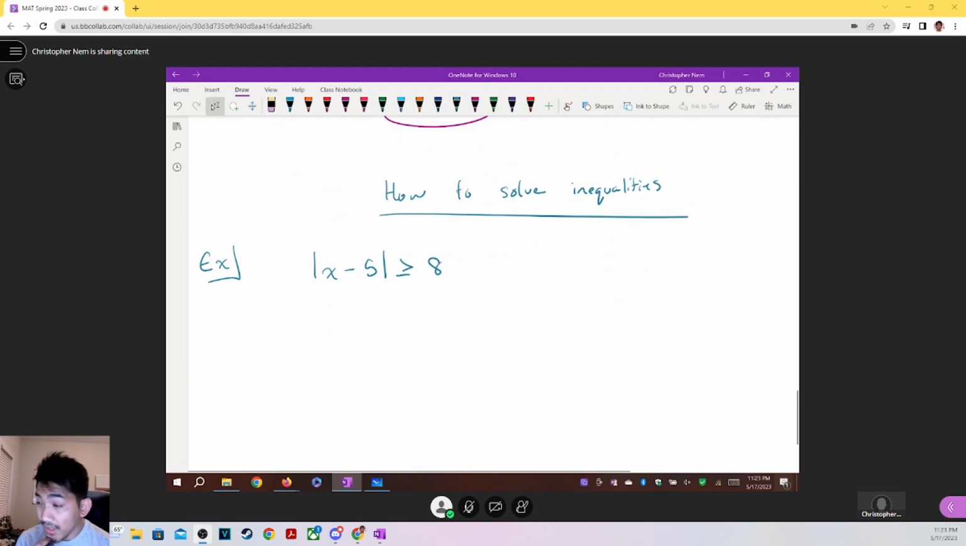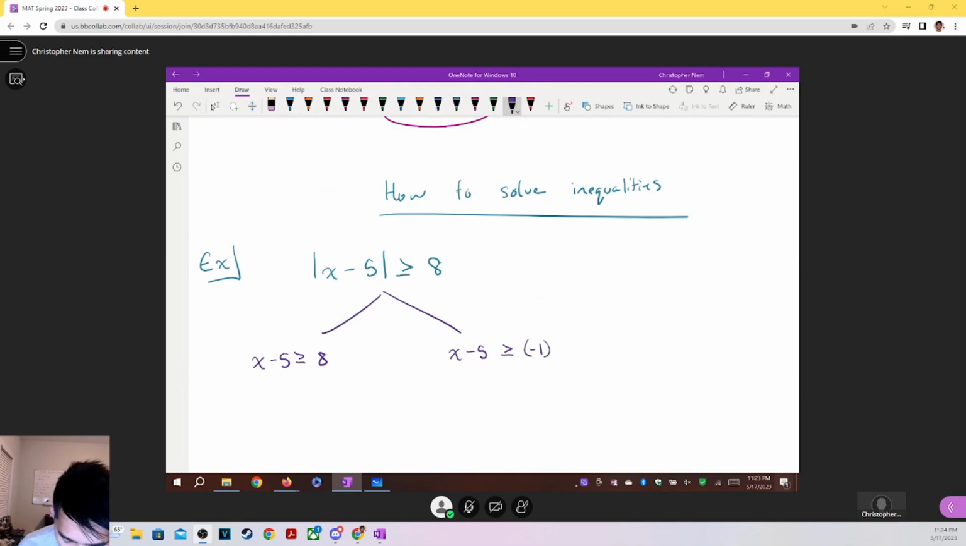Over here, this is not bad. I can solve this already. So, I know I have an absolute value. I'm going to split up into the positive solutions and the negative solutions. So this is going to be x minus 5 is greater than or equal to 8. And I have x minus 5 is greater than or equal to negative 1 times 8.